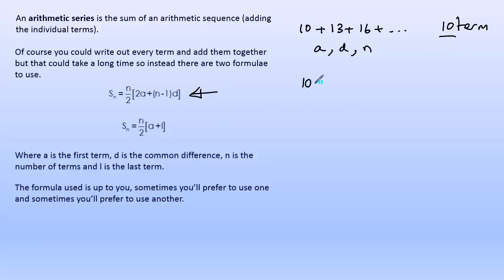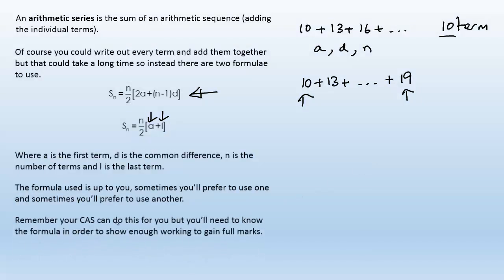But if I was given 10 plus 13 plus ... plus 19, so this time I'm given the last term I'm adding up, then I can use the nth term formula to work out how many terms there are, so that gives me n, but I've got a and I've got l, so I tend to use this formula under those circumstances.